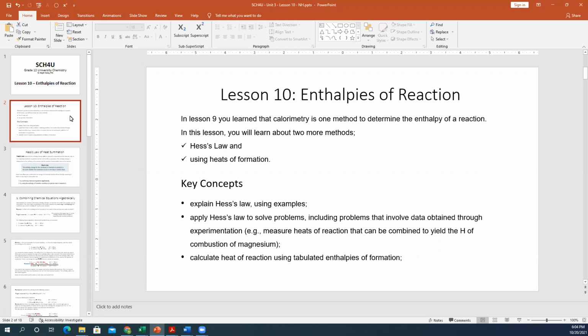So in today's lesson, we will discuss Hess's law. We will discuss how to apply Hess's law to solve problems and how to calculate heat of a reaction using enthalpies of formation that you will find in tables and in charts that will be provided to you, or you can look up in a textbook.